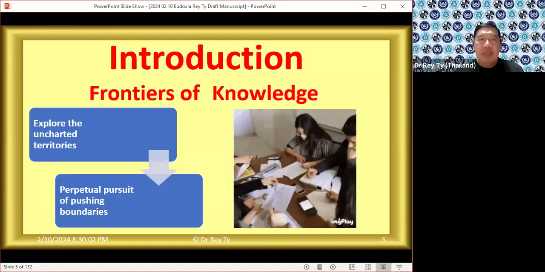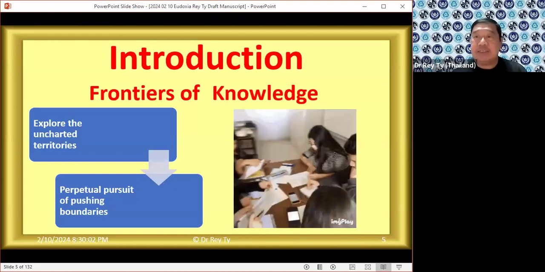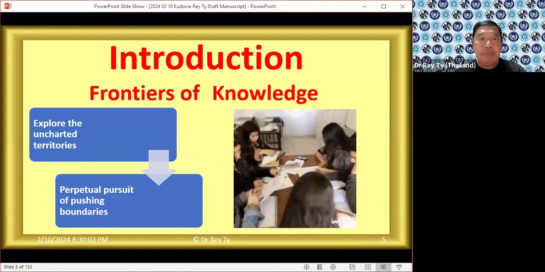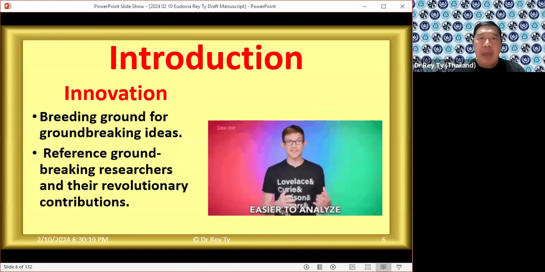Introduction. We are at the frontiers of knowledge. We need to explore the uncharted territories when we conduct our research. And we are eternally in pursuit of pushing the boundaries of knowledge, upon which we are to create innovative ideas and our innovative future. We are the breeding ground for groundbreaking ideas.